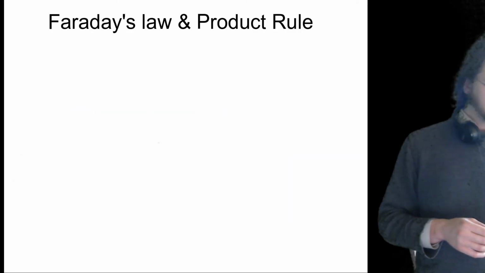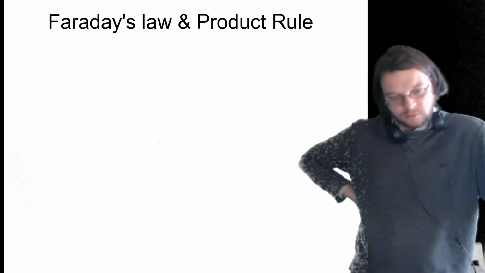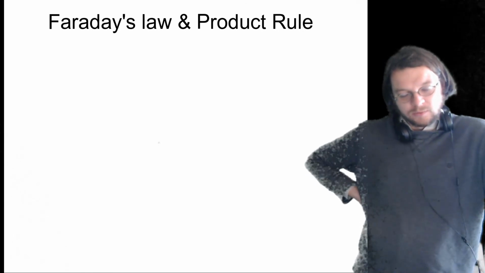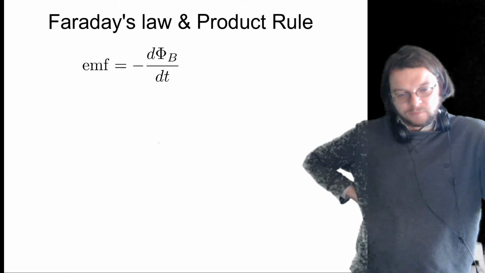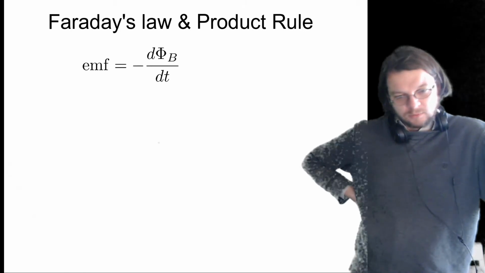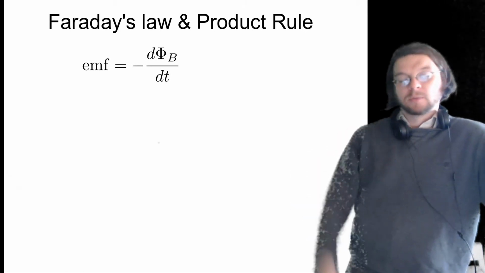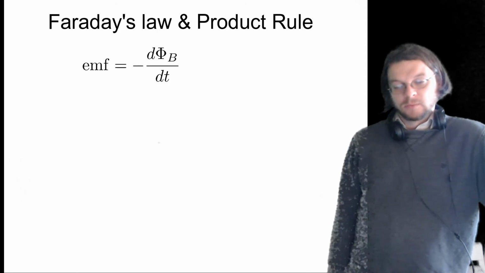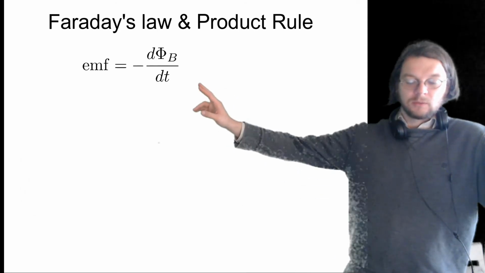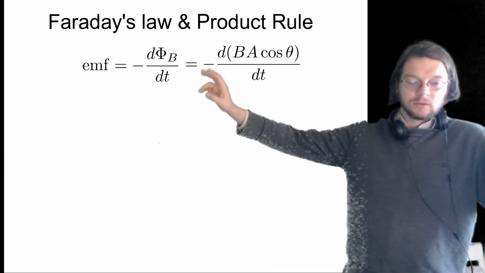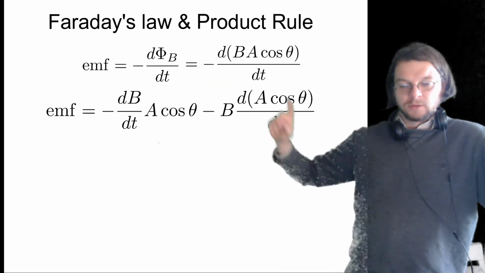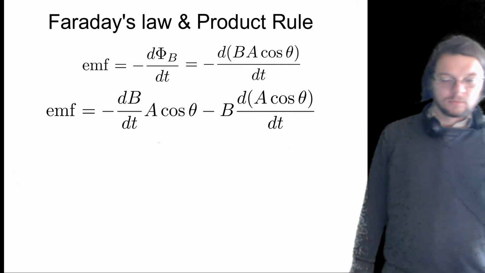So it has to do with what happens when you take the derivative of the magnetic flux. You can use what in calculus is called the product rule. If you have two things that are multiplied together, the derivative of the whole thing is the derivative of one plus the derivative of the other, kind of like that.